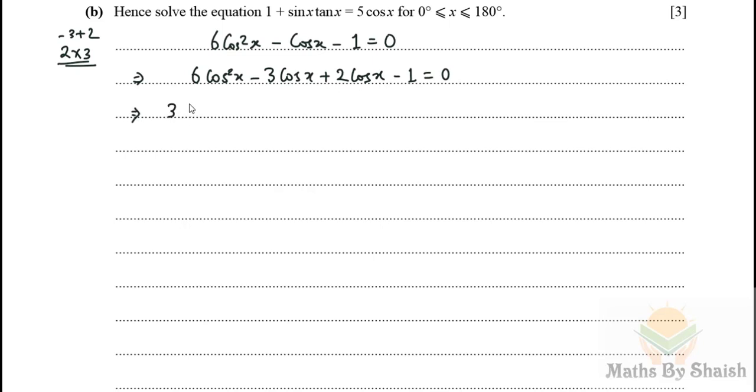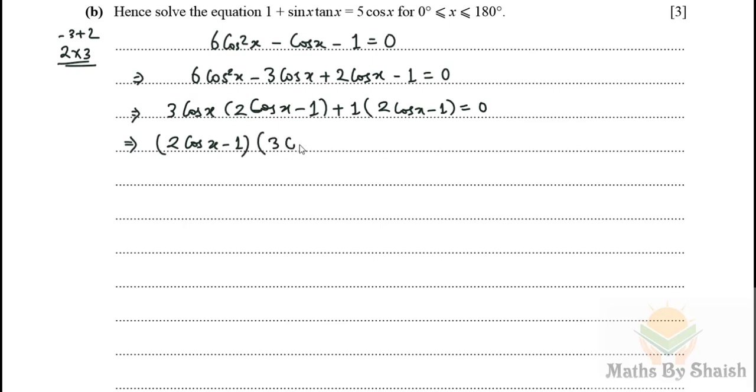And here it is 3 common and cos common. We are left with 2 cos x minus 1. From here it is 1 common, so again 2 cos x minus 1 is equal to 0, or we can write it as 2 cos x minus 1 in one bracket. In another one it is 3 cos x plus 1 is equal to 0. So we will get two values of cos x. Cos x is equal to 1 over 2, and cos x is equal to minus 1 over 3.